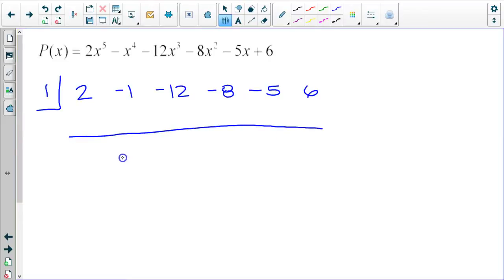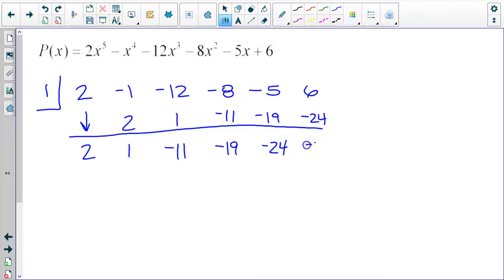The nice thing about using your lined paper is you can skip a line and put your line down, right? All right, bring the 2 down. 1 times 2 is 2. Negative 1 plus 2, 1. 1 times 1, 1. Negative 12 plus 1, negative 11. Negative 11 times 1, negative 11. Negative 8 plus negative 11, negative 19 times 1, negative 19. Negative 5 plus negative 19, negative 24 times 1. And when I add those, negative 18. So we just found that f of 1 equals negative 18.